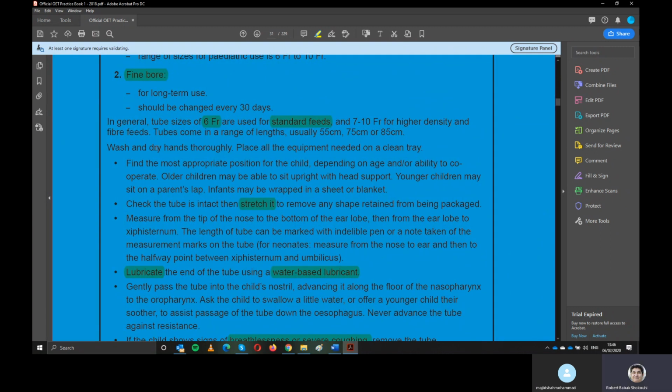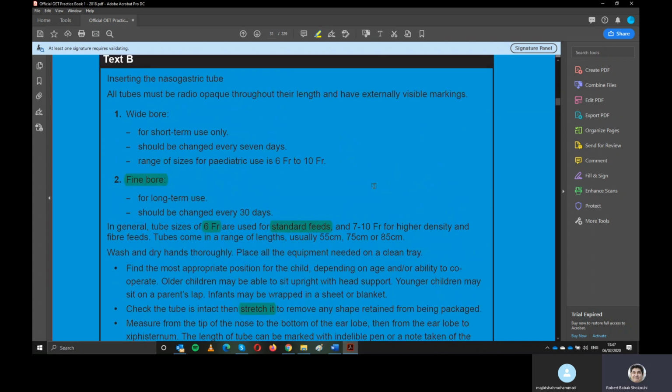Higher density tubes come in a range of lengths. Okay, so it might be mentioned somewhere else as well.